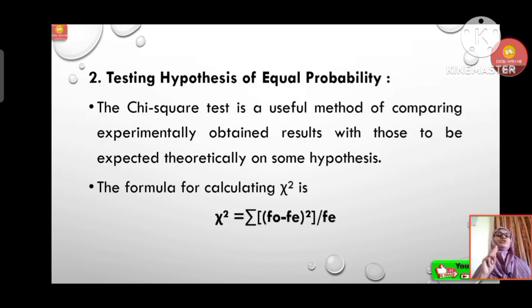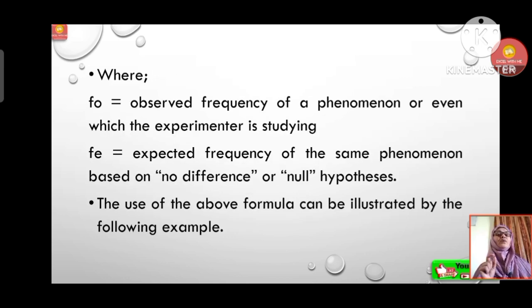Number 2, testing hypothesis of equal probability. That is, the chi-square test is a useful method of comparing experimentally obtained results with those to be expected theoretically on some hypothesis. The formula is given here. You can pause and note it down, where FO is the observed frequency of a phenomenon which the experimenter is studying, and FE is the expected frequency of the same phenomenon based on no difference or null hypothesis, observed and expected.